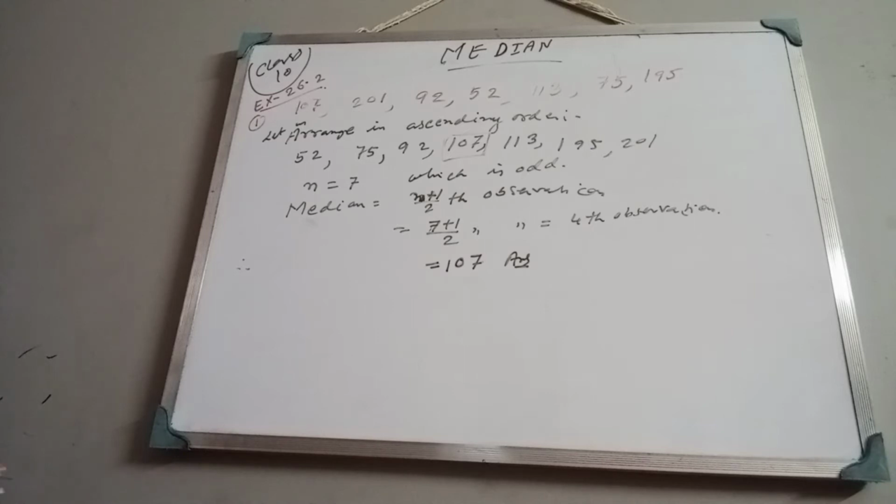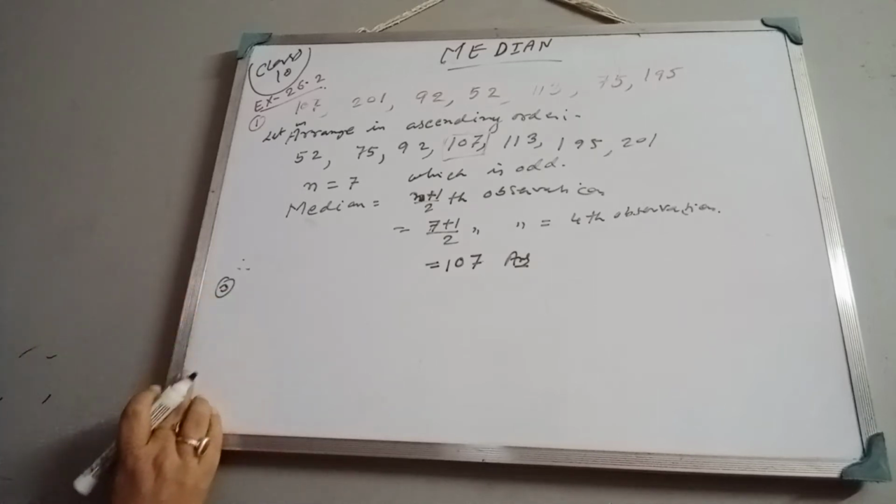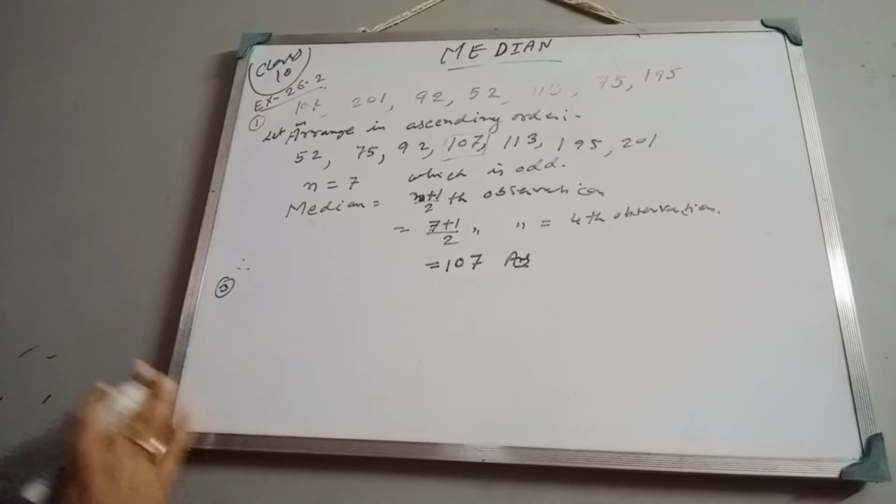Next, sum number 3. Marks obtained by 14 students are 42, 51, 56, 45, 62, 59, 50, 52, 55, 64, 45, 54, 58, 60. Find the median of obtained marks. So how many students are there? 14 students and 14 marks.